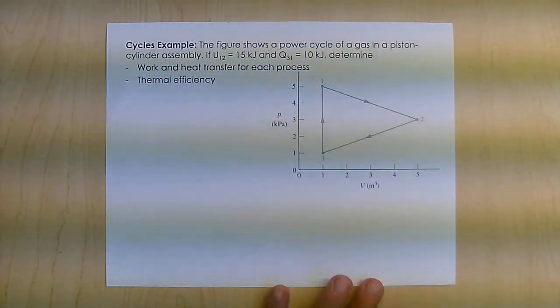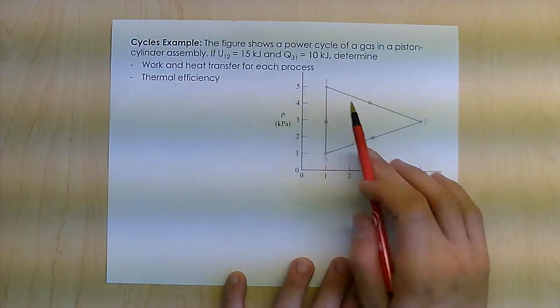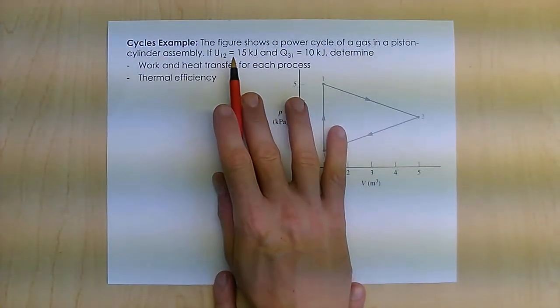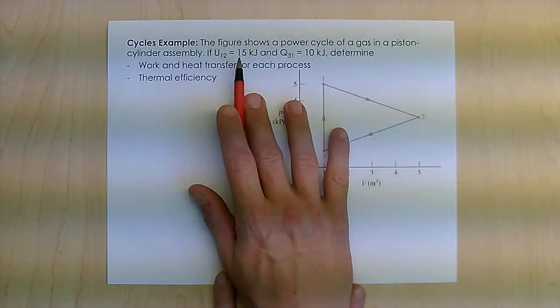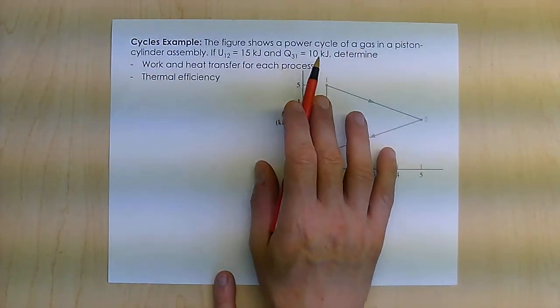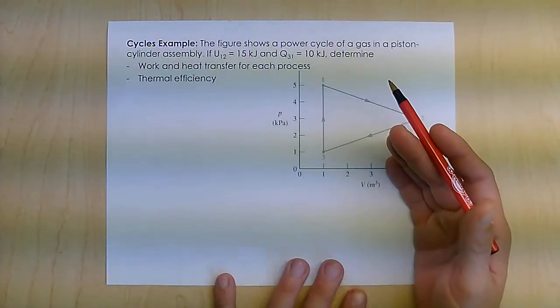Okay, in this problem, I've got a power cycle shown here. It's a PV diagram, 1 to 2, 2 to 3, and then 3 back to 1. And it gives me a couple of things. First, I know the change in energy from 1 to 2 is 15 kilojoules, and the heat transfer for process 3 to 1 is 10 kilojoules. So I want to find the work and heat for each process. And I want to find the thermal efficiency.